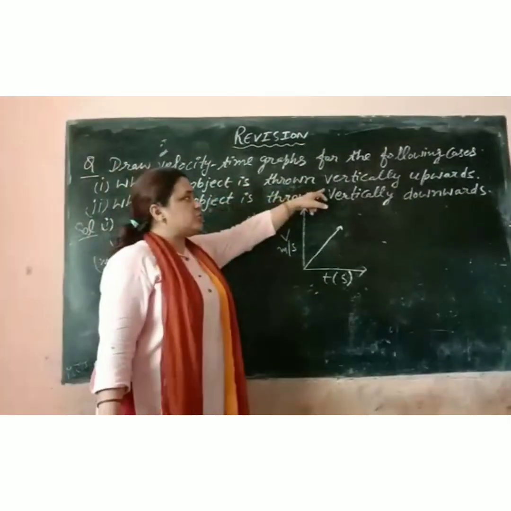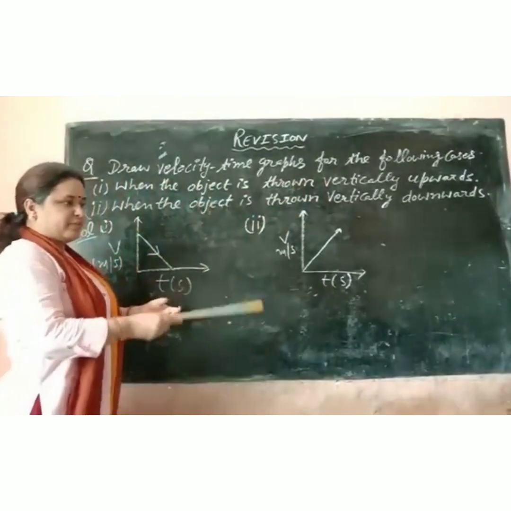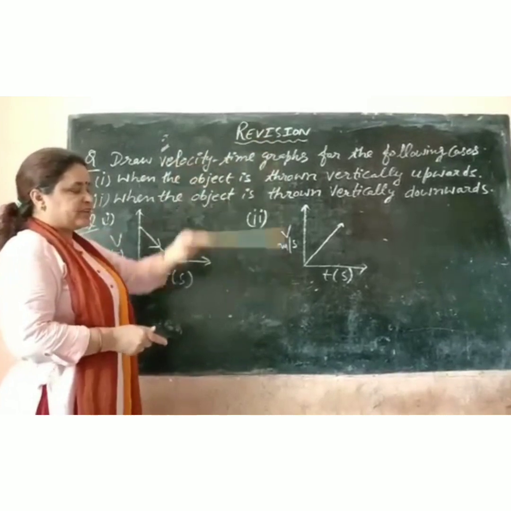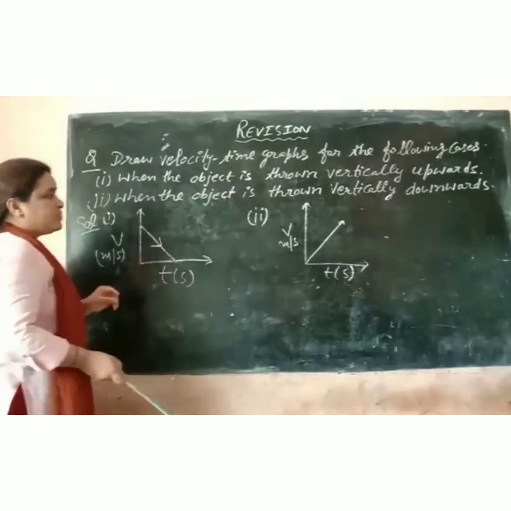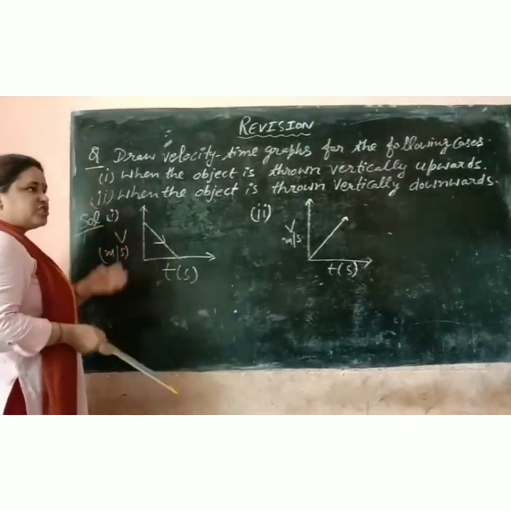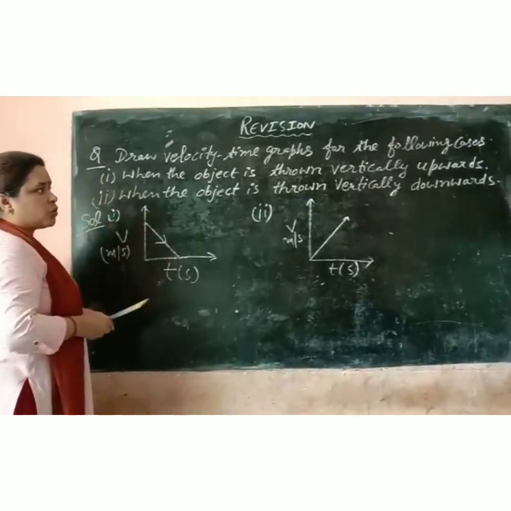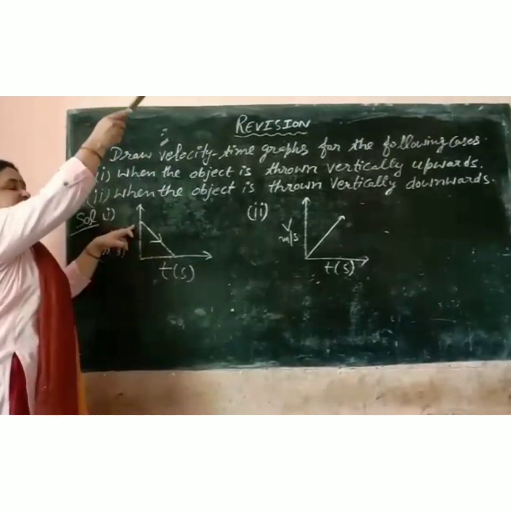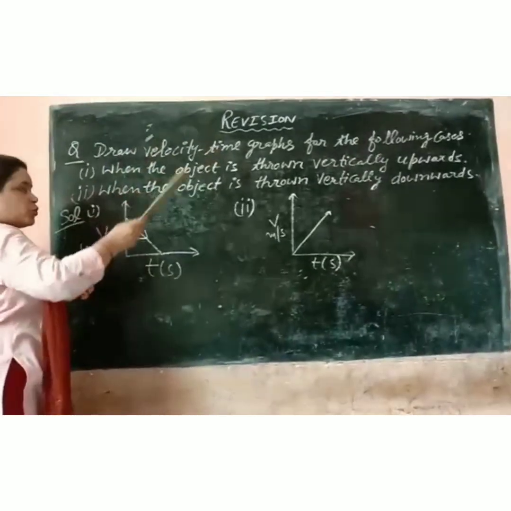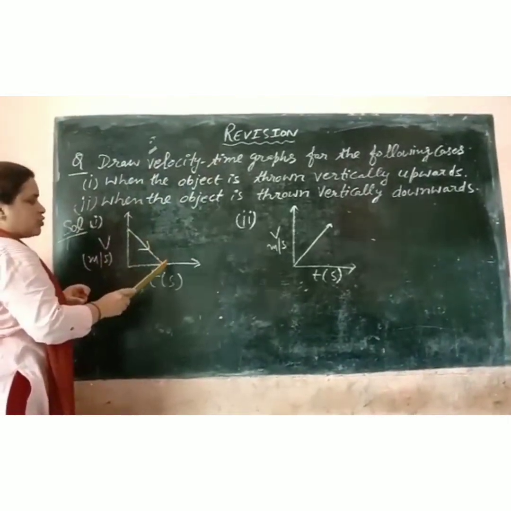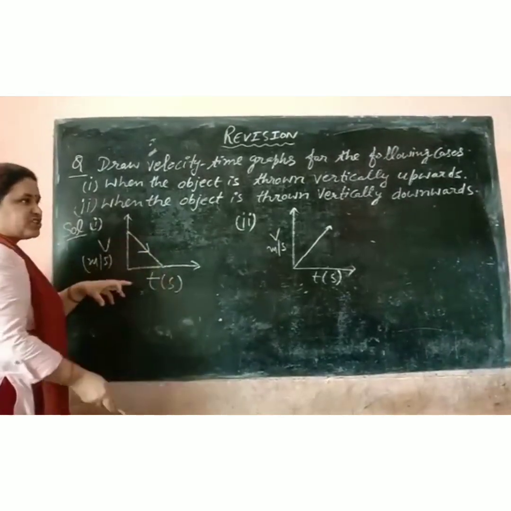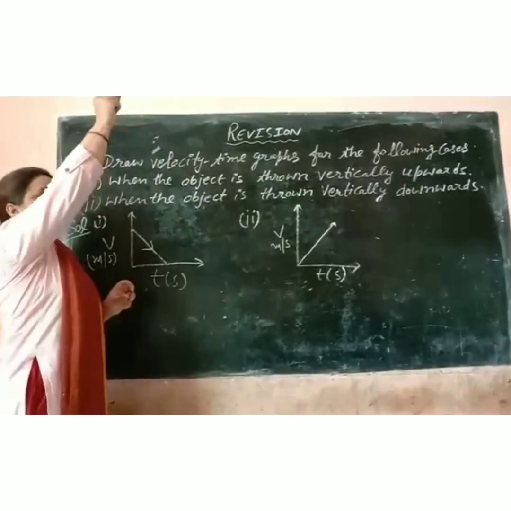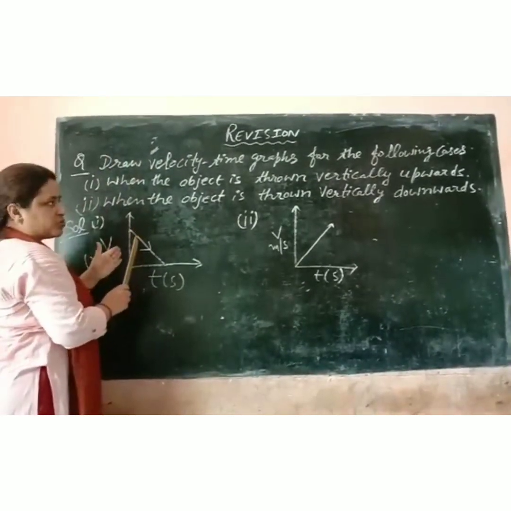First is vertically upward, the body is thrown vertically upward. When we throw it vertically, means in a straight way and in the upward direction, what does it mean? The body is thrown initially with some speed and it would come to rest at the highest point. With some speed you have thrown it and then it would slowly come to rest. So a retardation case is there when we throw anything. First it goes to the highest point, so it comes to rest. So this is the situation.